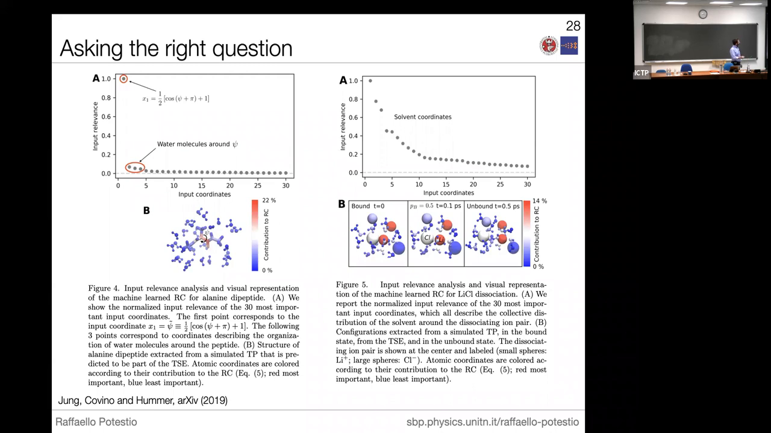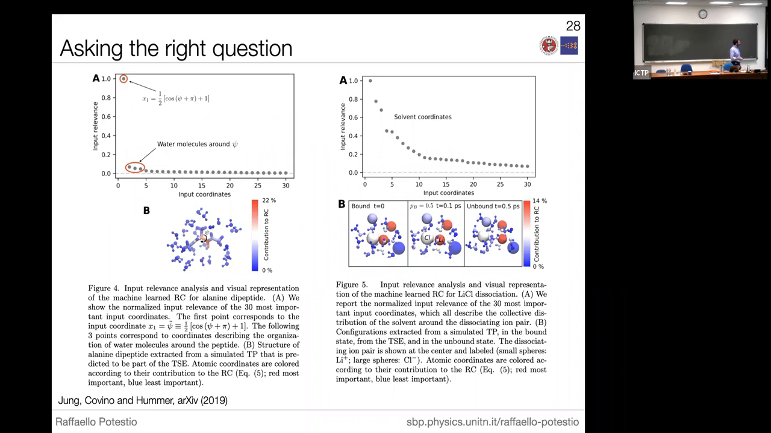Then you have a few other coordinates that account also for the presence of the solvent, because knowing how much solvent surrounds the molecule is important in order to characterize the state of the system, because the system doesn't live in vacuum. It is simulated in the presence of the solvent, and the water molecules that surround the alanine dipeptide are, in a sense, an essential part of the system itself.